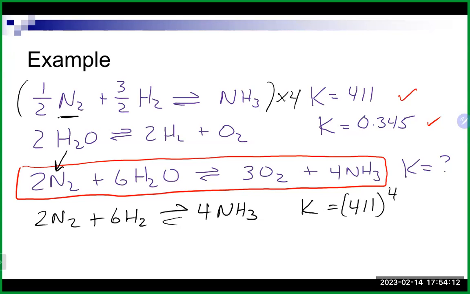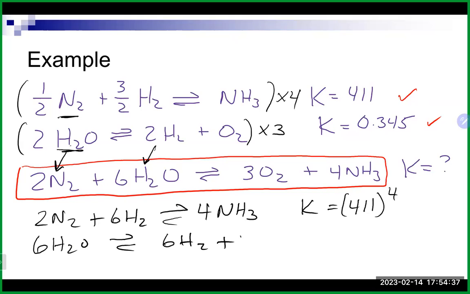Looking at the second equation, or really the one we're trying to build, I need water on the left-hand side, which it is, but I need 6 of them. That requires us to multiply the bottom equation by 3. When we do that, we end up with 6 H2O on the right and 3 O2 on the right-hand side. Because I multiplied by a common number of 3, I'm going to cube my K value, not multiply by the K value. So I'm just going to cube it.